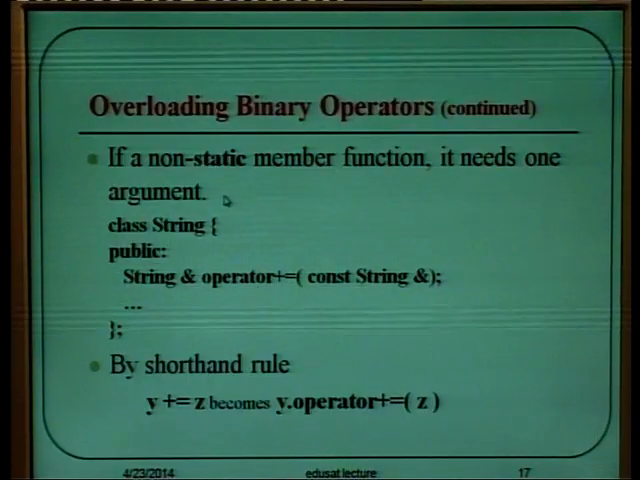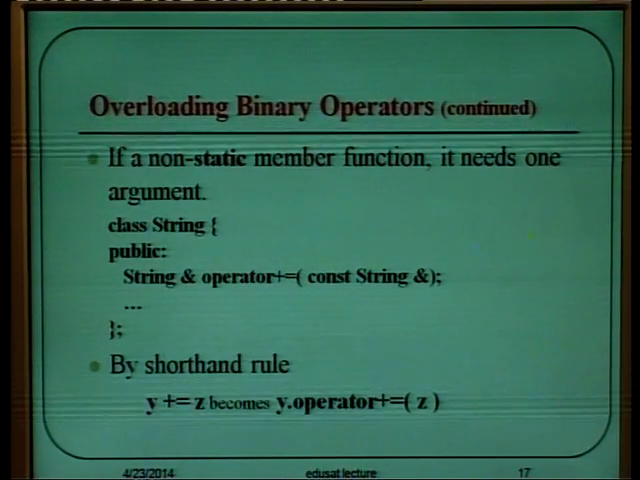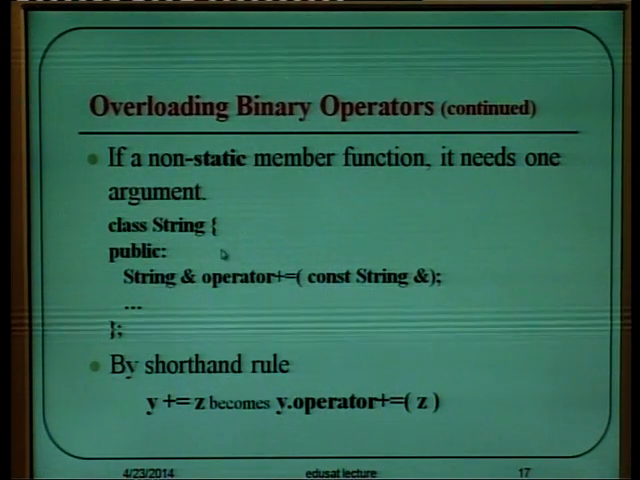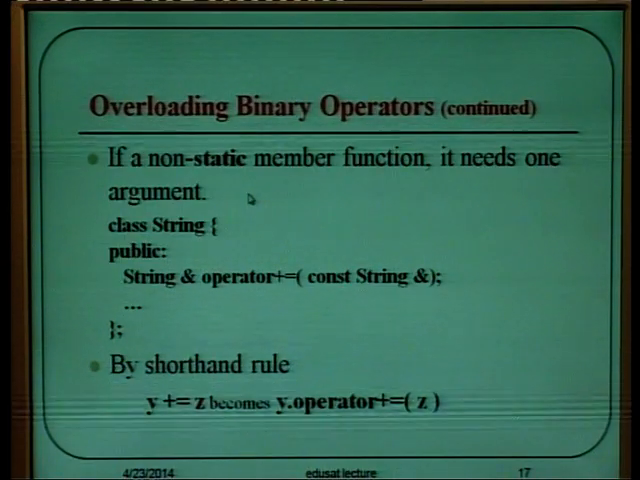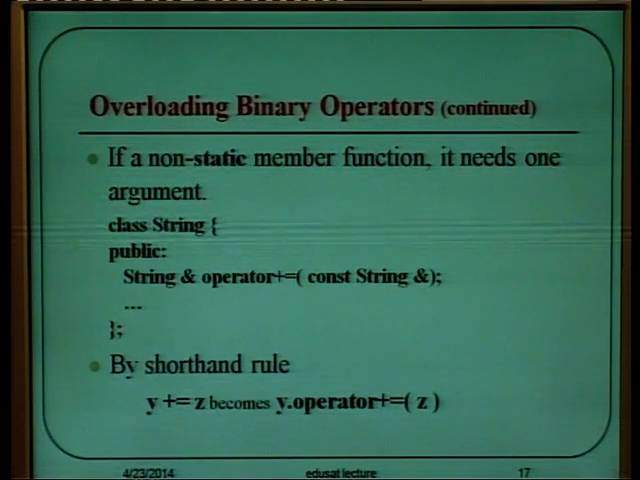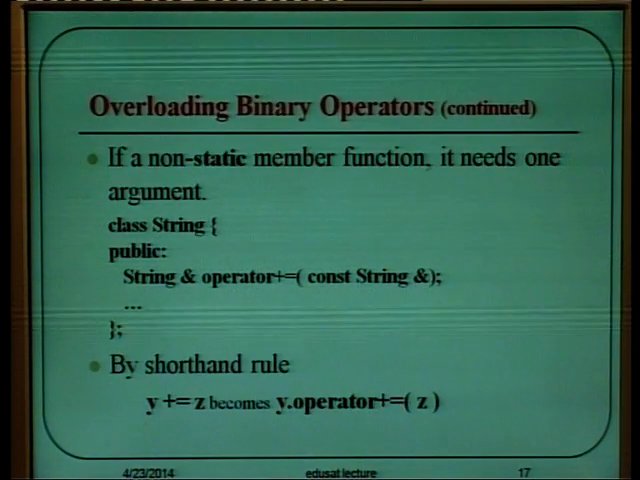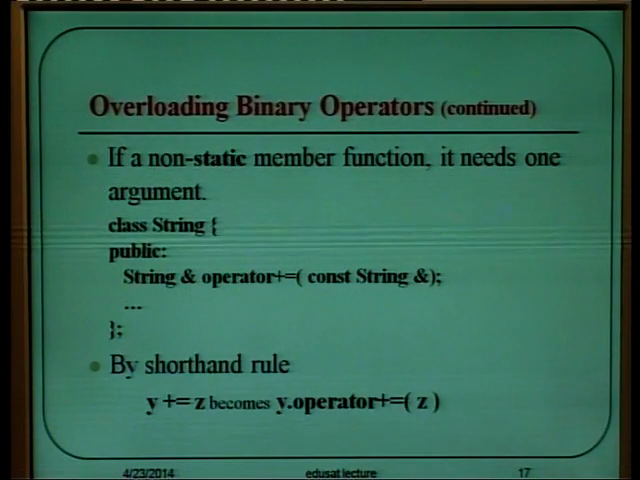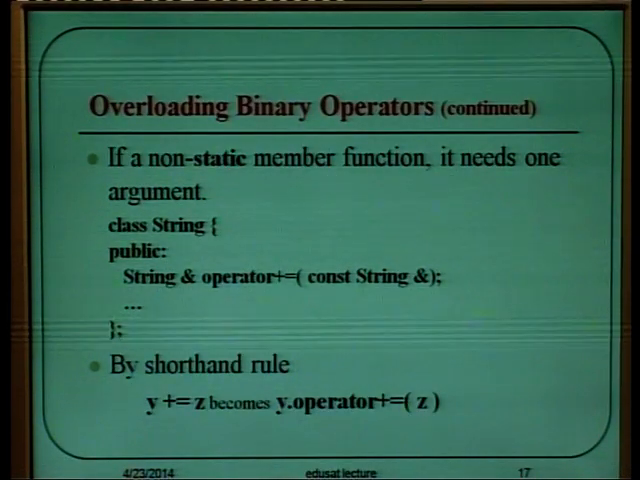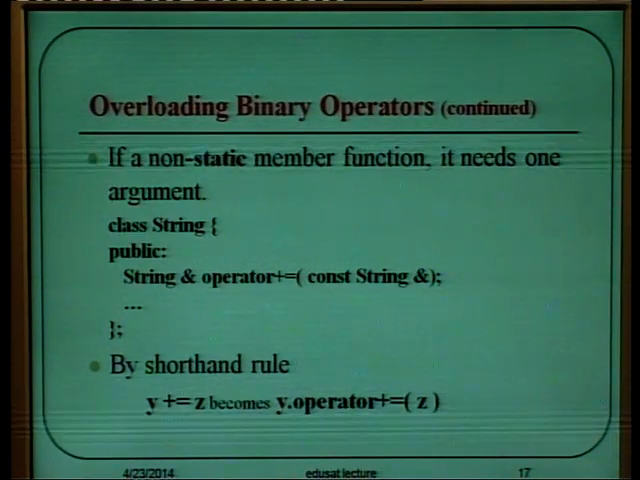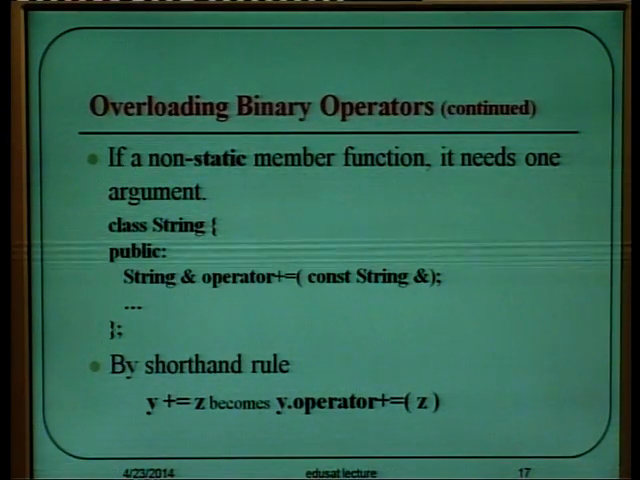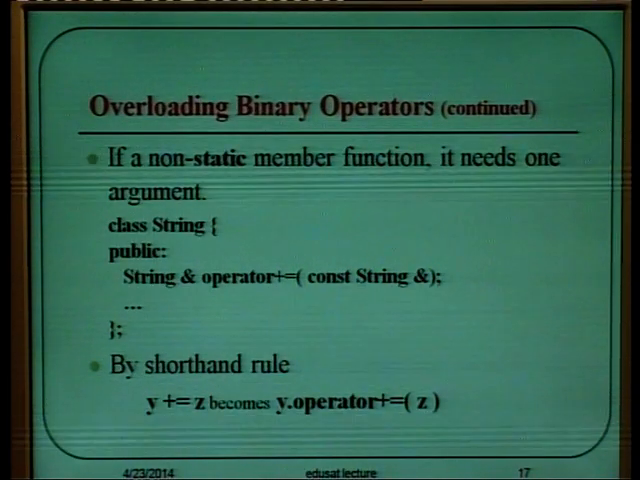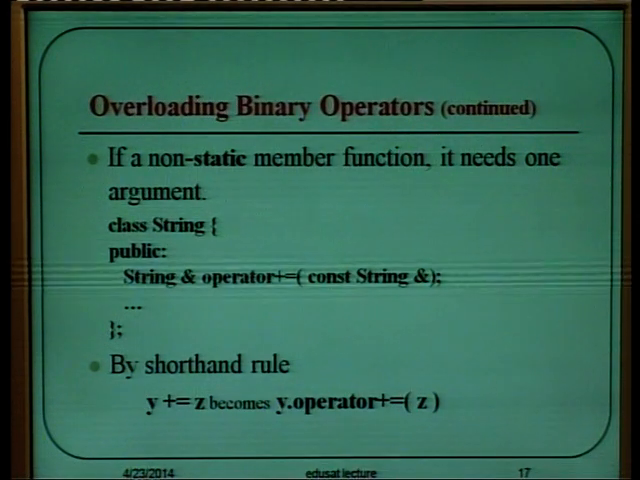Binary operator overloading: if it is a non-static member function, it needs one argument. If we are implementing a binary operation as a friend function, as a global function, then it requires two. And here is a difference. A unary operator does not require any argument. On the other hand, a binary operator, if we define it as a non-static member, requires only one argument and returns a value.